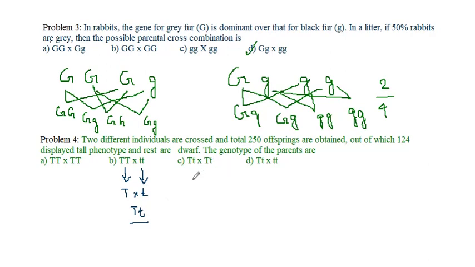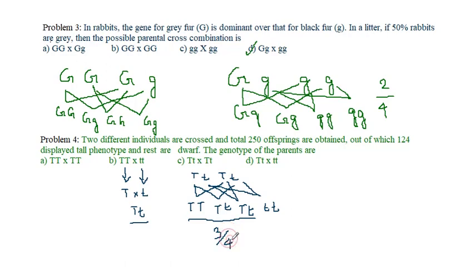Now check for answer C. Capital T and small t is crossed with capital T and small t. Capital T, capital T. Capital T, small t. Small t and capital T. Small t and small t. Okay. Now out of 4, 3 are showing tall phenotype and 1 is showing dwarf phenotype. So is this option possible?